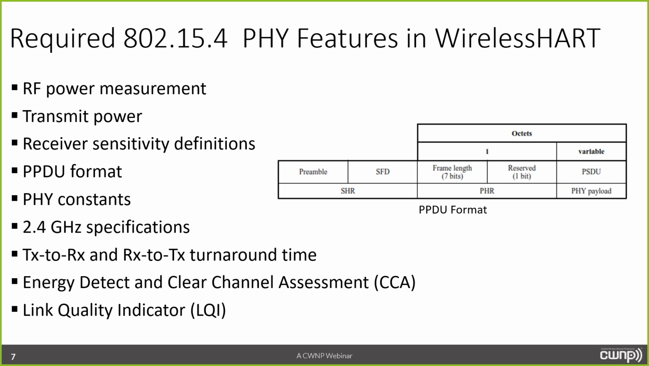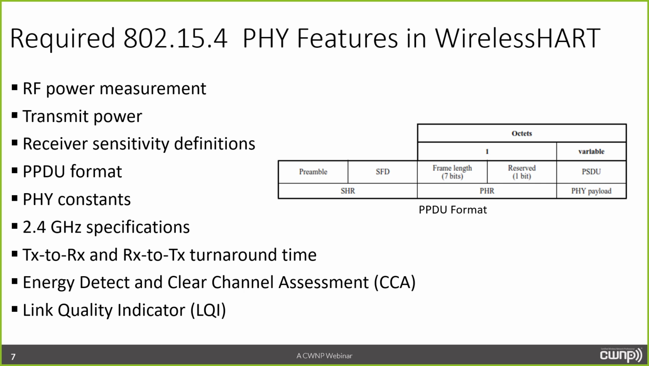So the PHY payload is the PSDU, the upper layer data coming down from the data link layer. And then the PHY header is that which is unique to the PHY. And we have the frame length and 1 bit that's just reserved at this point. And then for the sync header, it's just a preamble to indicate that a message is coming through, and then a starter frame delimiter. The 2.4 gigahertz specs are what we're using, and we're using particularly the OQPSK modulation, or physical layer, I should say. The modulation is DSSS.